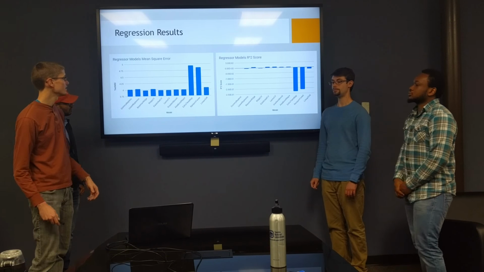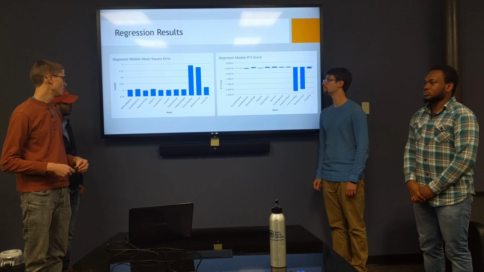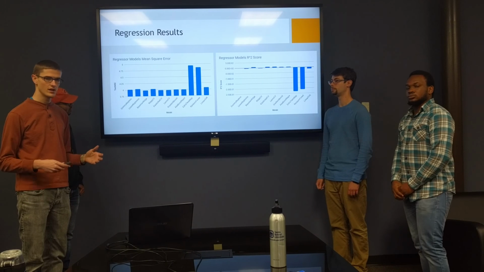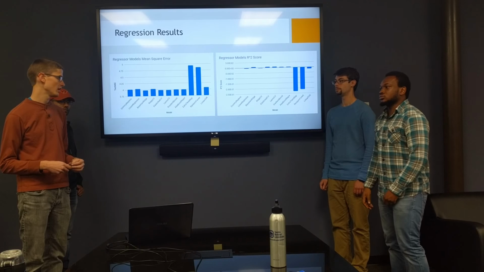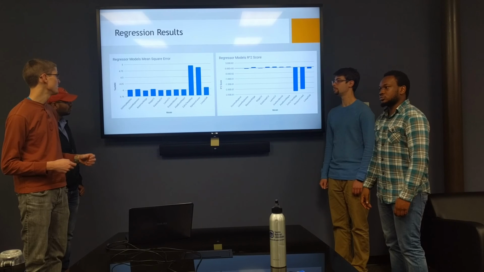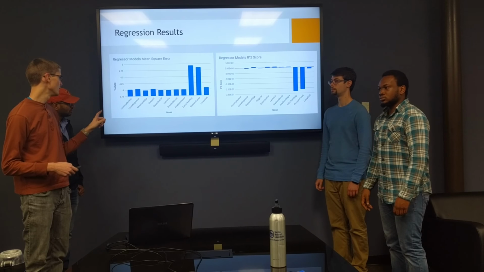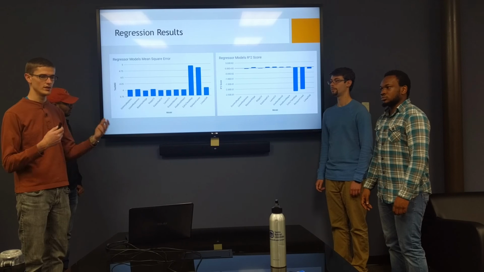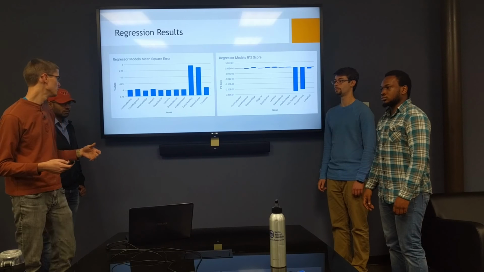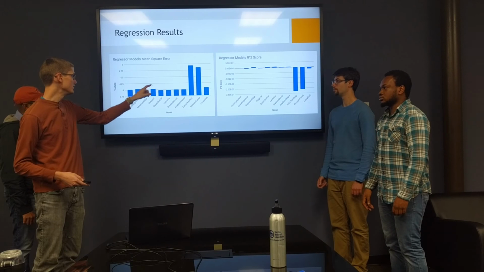So the results of our regression models on the training data perform pretty well. But when we looked at the test metrics, we saw that our regression models do very similar to a dummy regressor, which always just predicts the most likely label. And some of them actually even do worse.